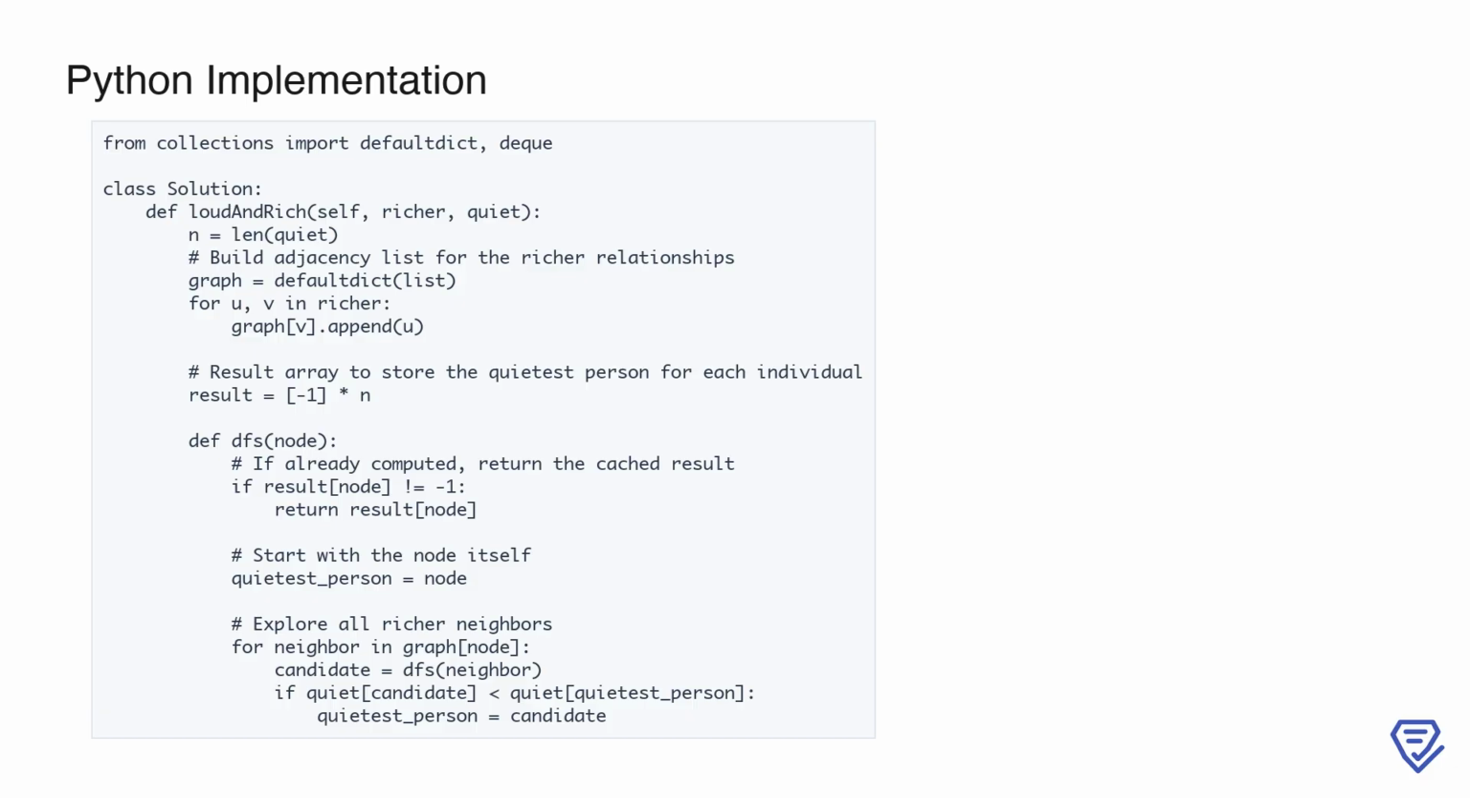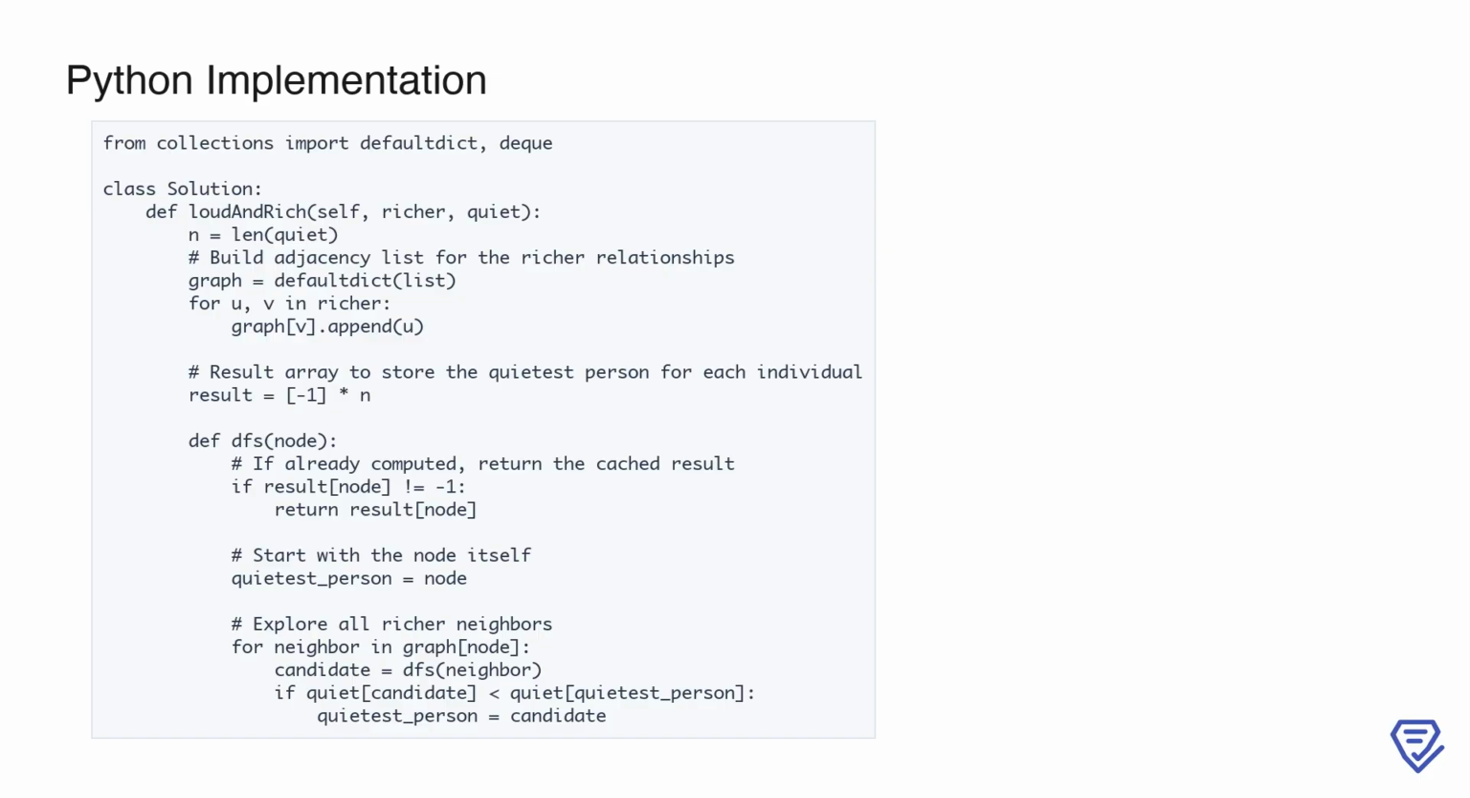First, we import the necessary modules, defaultdict for constructing the graph and deque for potential use in traversal. We define the loud and rich method inside the solution class, which takes two inputs, richer, a list of relationships indicating who is richer than whom, and quiet, an array where each index corresponds to a person's quietness level. The total number of people, n, is determined by the length of the quiet array.